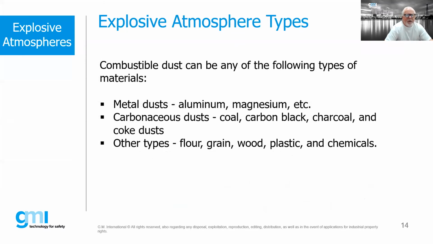Combustible dust can be any of the following types of materials: metal dust, carbonaceous dust, which we find in coal mining but can certainly find in industry, and things like flour, grain, wood, plastic and chemicals. Dust hazards are some of the most dangerous because people just don't think about them. We think about them with regard to petrochem facilities, but not as much with grain elevators or food processing facilities. But these can be some of the most dangerous explosives and can certainly cause the most damage.